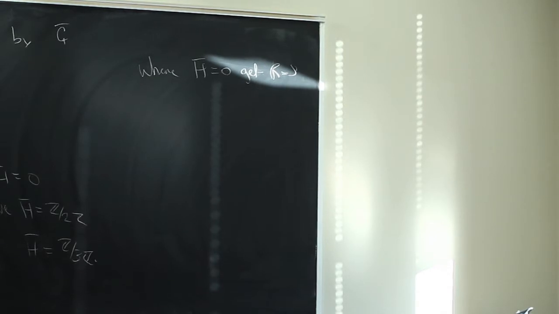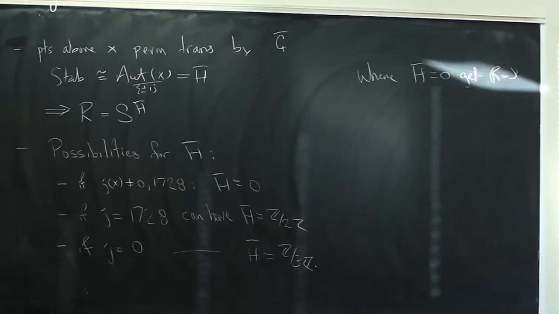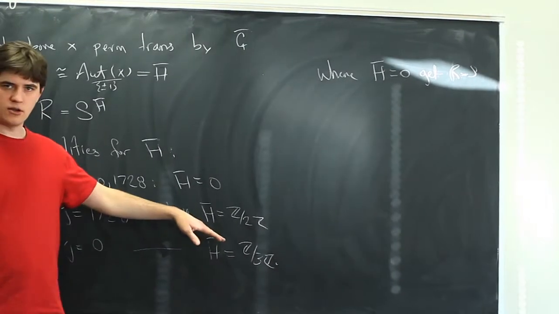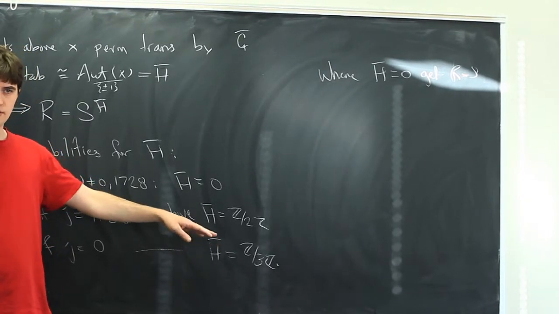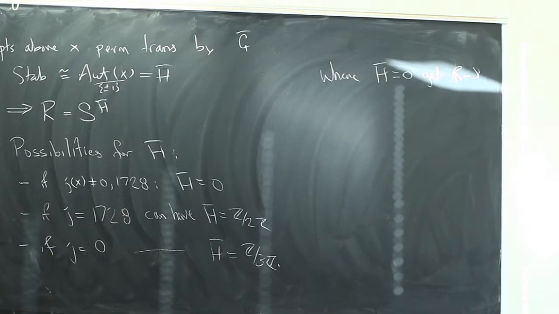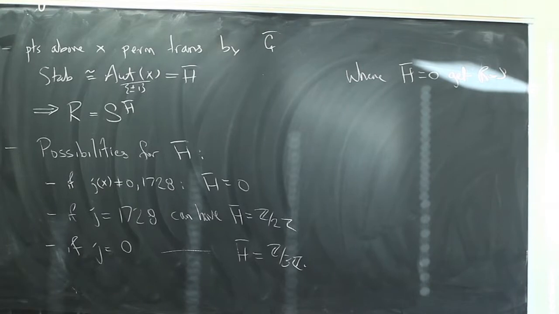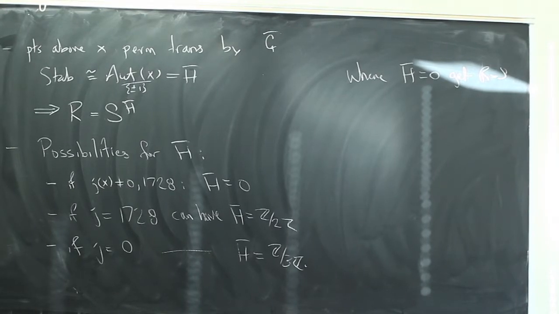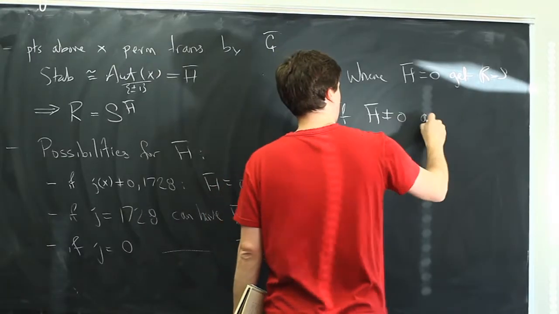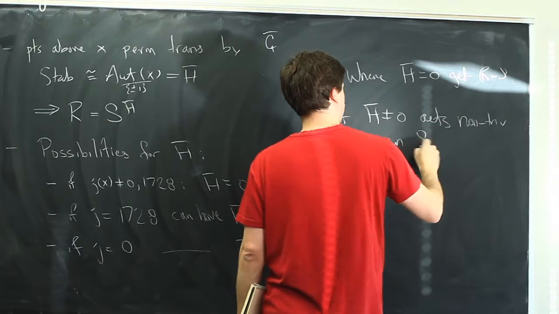So the only problems can happen at the points where j is 0 or 1728. And at those points, you have some possibly bigger stabilizer group. And since the stabilizer is discrete, this group has to act non-trivially in the neighborhood at these points, which means it's going to act necessarily non-trivially on S. So h bar is not 0, it acts non-trivially on S.